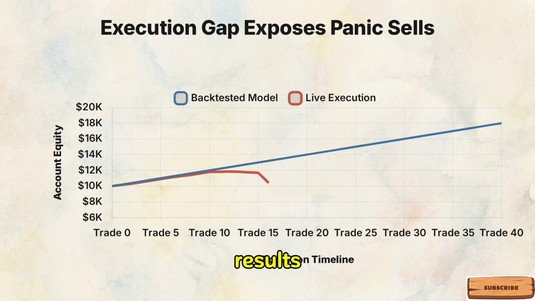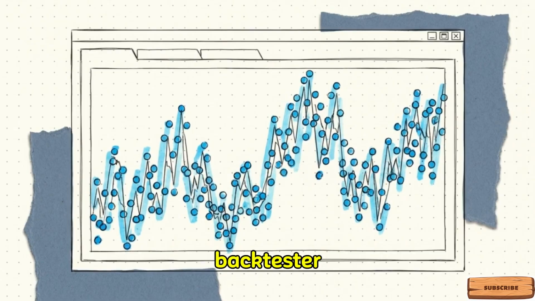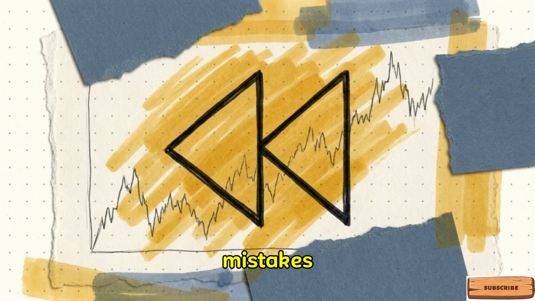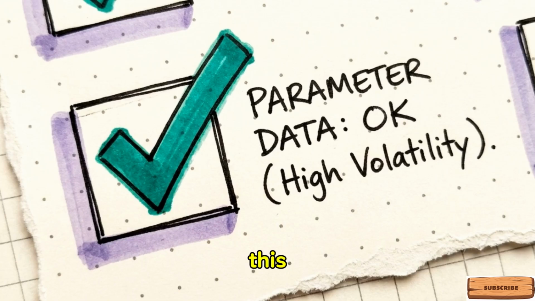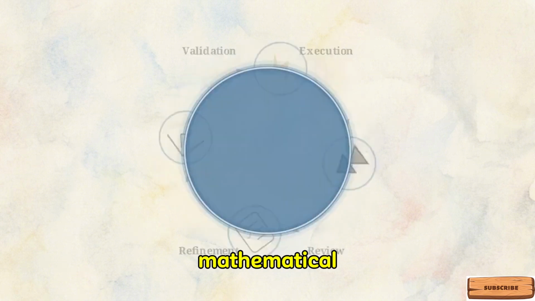When live results fail to match projections, use TradeZella's Trade Replay diagnostic tool. It reconstructs actual executions tick by tick. Watch the chart move exactly as it did, exposing the exact second you hesitated or panic sold a position before hitting your target. Validate your edge in the backtester. Execute in the live market. Replay the session to catch mistakes and refine the rules. This continuous loop is how you force your human execution to match your mathematical edge.